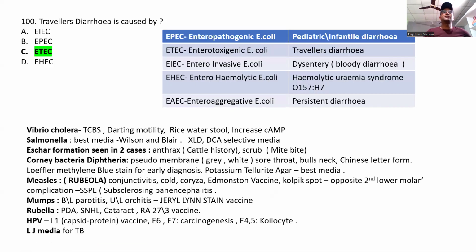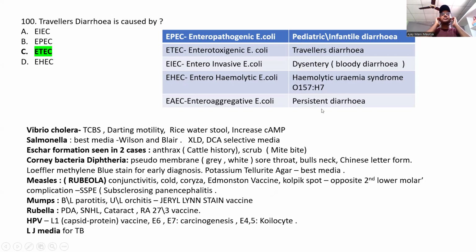Traveler's diarrhea: this is ETEC. Enteroinvasive E. coli causes dysentery. Enterohemorrhagic E. coli causes hemolytic uremic syndrome, with the target code O157:H7. EAEC, enteroaggregative E. coli, causes persistent diarrhea.